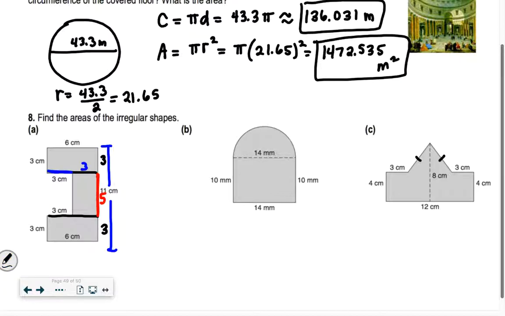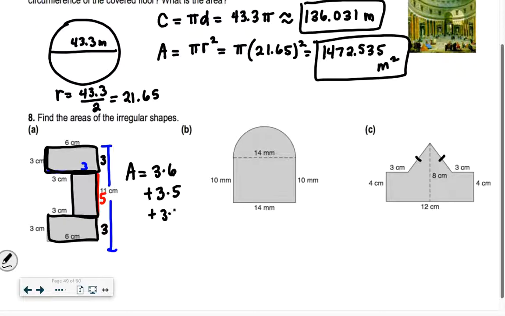So let's do rectangle number 1 up here on the top. It's going to be 3 times 6, plus the rectangle in the middle, 3 times 5, so 15. Plus the last rectangle, 3 times 6 again, 18. So we have 18 plus 15 plus 18. So what do we get? 36 plus 15, 51. Since it's an area, we write centimeters squared. Would you be able to find the perimeter? Sure, you just add up all the sides going all the way around, right?